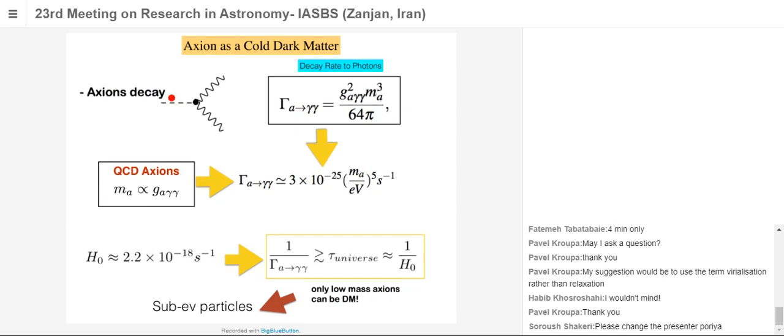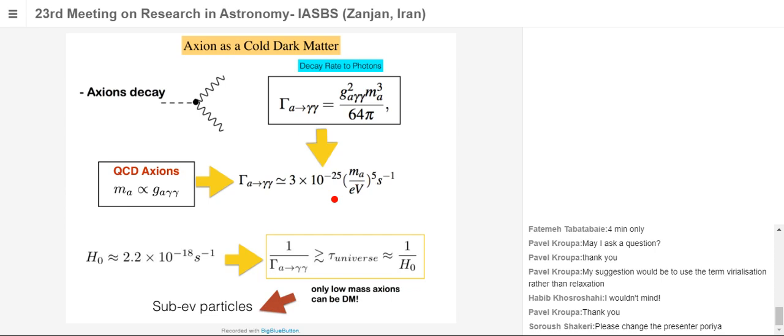Here you can see the axion can couple to two photons, and according to this interaction, the axion can decay to photons based on this relation, where the decay rate is proportional to the second power of the axion coupling and the mass cubed. If we use the QCD axion parameters, which means the mass is proportional to the coupling, we would get this value for the decay constant, which is 10 to the minus 25 per second scaled by mass to the 5.